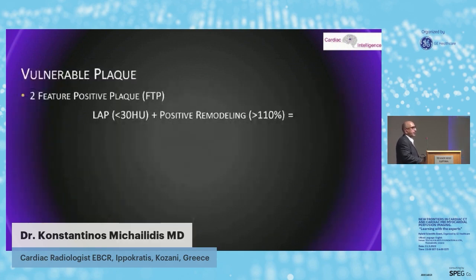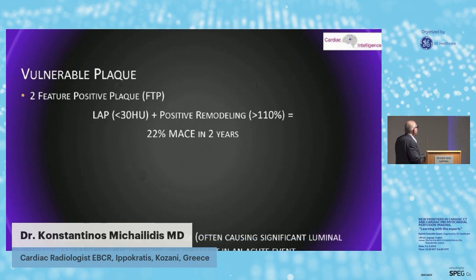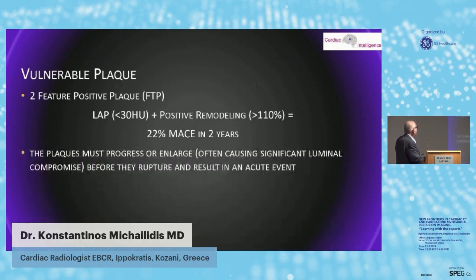And for vulnerable plaque, we can discriminate vulnerable from unstable. A vulnerable plaque has two unstable characteristics. If it has only one unstable characteristic, we can call it unstable. And if you have a two-feature positive plaque, so it has a low attenuation part and positive remodeling, this patient will have a 22% chance of having an acute cardiovascular event in the next 2 years.